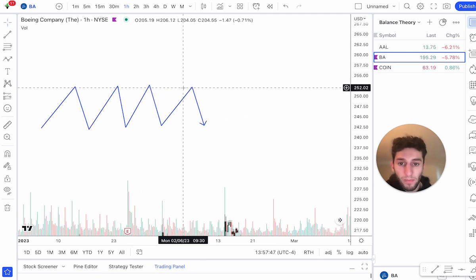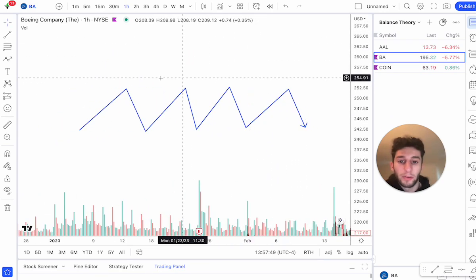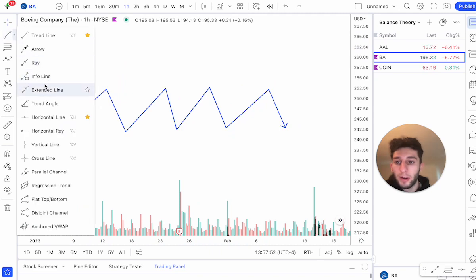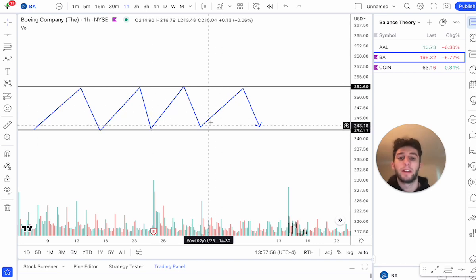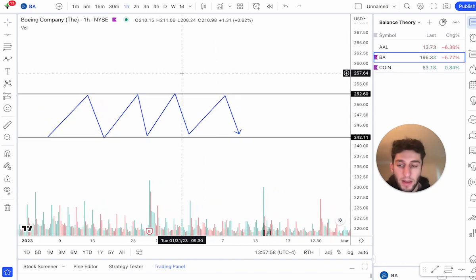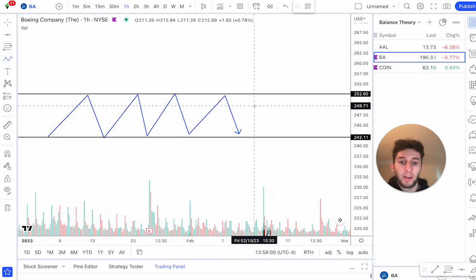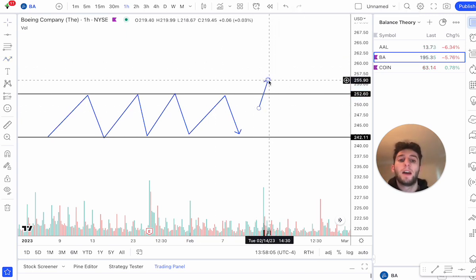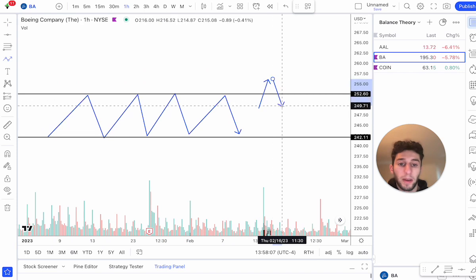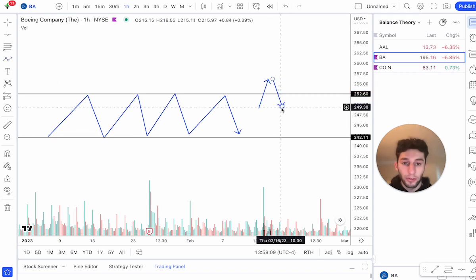So let's say again this right here is our range. We have a resistance here and a support here. Very clear, very easy to identify what's going on. Now let's assume price decides to break out. We break out, we get a push up to 255, and then immediately price comes back inside. What happens? We have a false breakout.